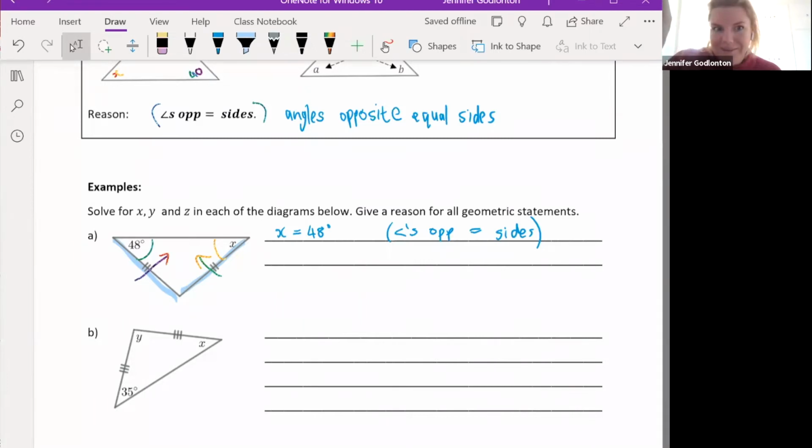Okay, but anyway, for B, you need to work out X and you need to work out Y. So you need to work out both of them. You're going to need to use two different reasons. Okay, you're going to need to use two different reasons. I'd love you to give this a go.